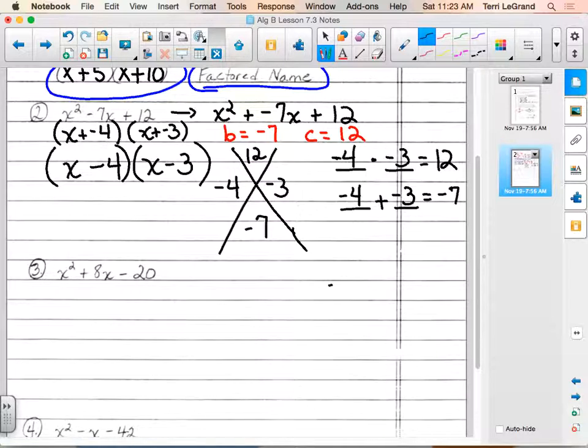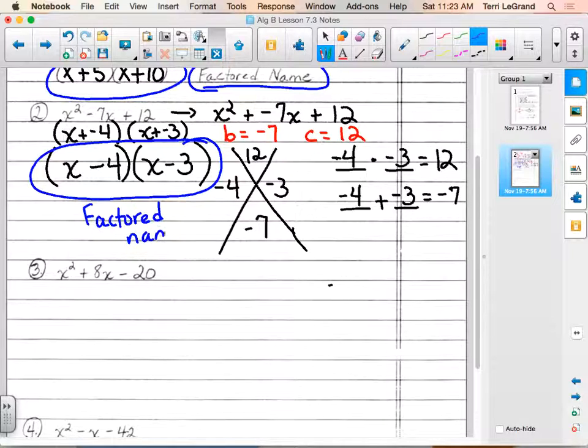Now this is multiplication, you're finding factors, so these are in parentheses, backed up next to each other, showing that there's multiplication going on here. If we wanted to check it to see if it was the correct factor name, we would FOIL it back out. So this is the factor name for the quadratic trinomial x squared minus 7x plus 12.